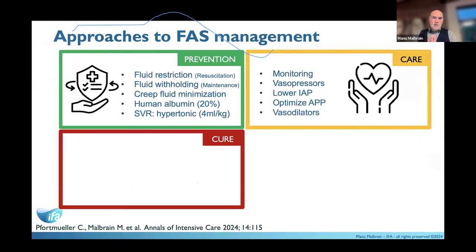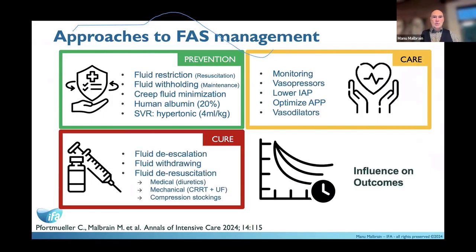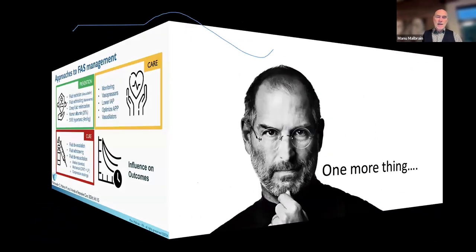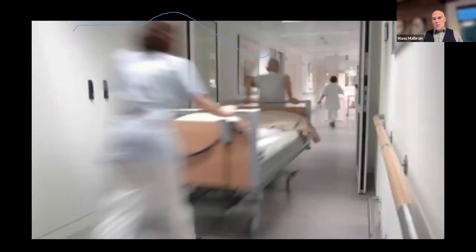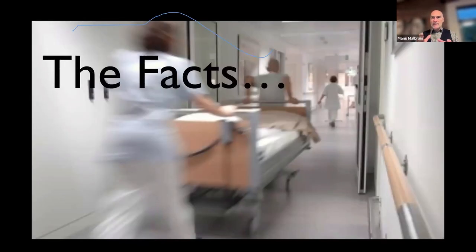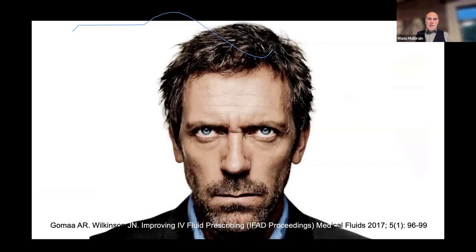Now, when we have fluid accumulation syndrome, we have to manage these patients. So prevention is key with the restriction and the withholding of the fluids. We have to care for these patients with careful monitoring, and we have to cure them if needed with diuretics and renal filtration therapy. Now, one more thing, which is about the facts on fluid stewardship.